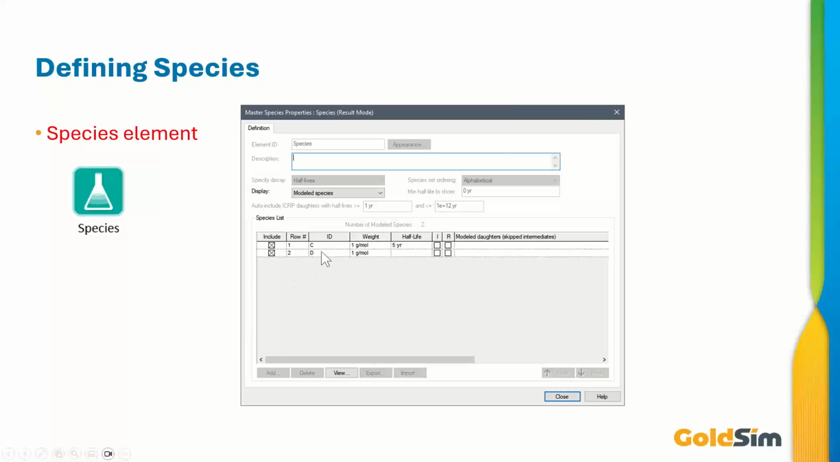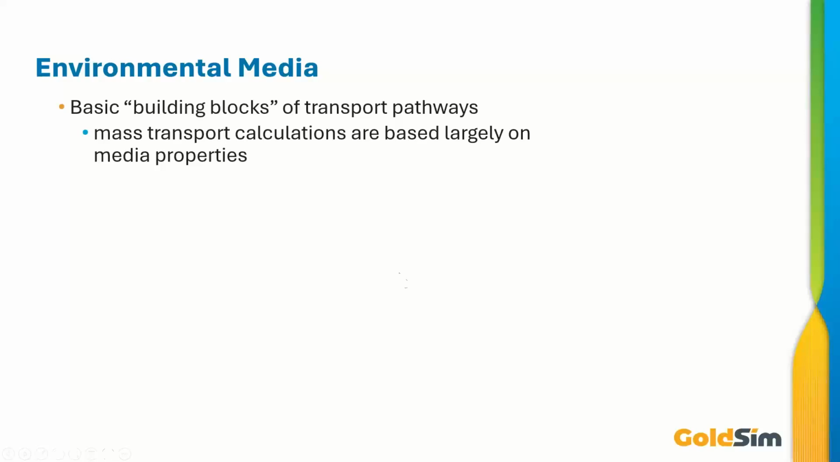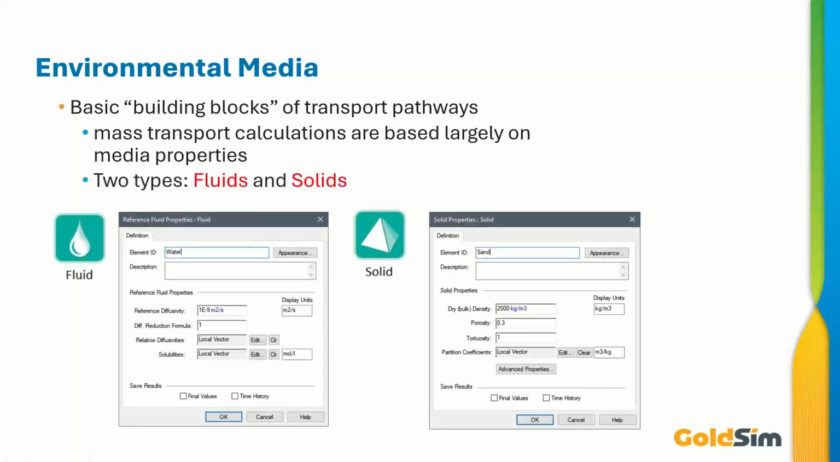So here I've just specified something called C and something called D, and I've said C decays with a half-life of 5 years, right? Obviously for metals, we're not going to be decaying. Then we're going to define environmental media. And there's two types of media. There's fluids and there's solids.